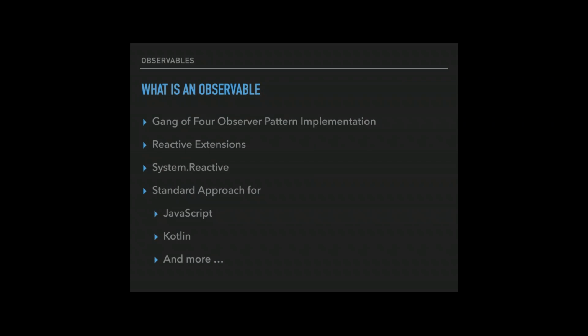So I know I kind of did that out of order, but I did it out of order on purpose, because now, what is an observable? An observable is really just the Gang of Four observer pattern, right? You've got some observer which subscribes to an observable, and when the observable ticks, the subscriber gets notified of the thing, and if it can process it, it'll process it.